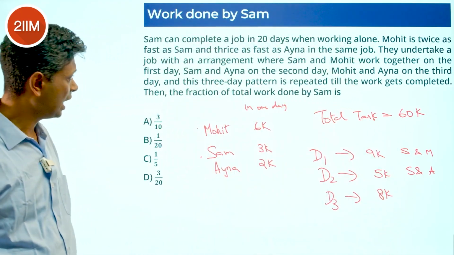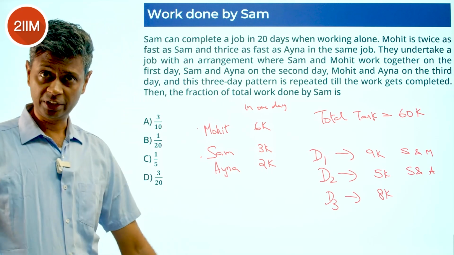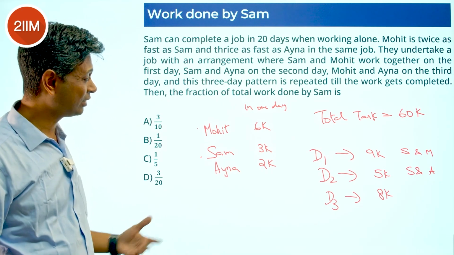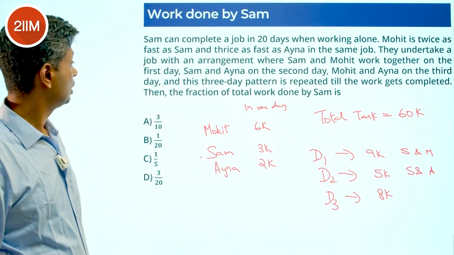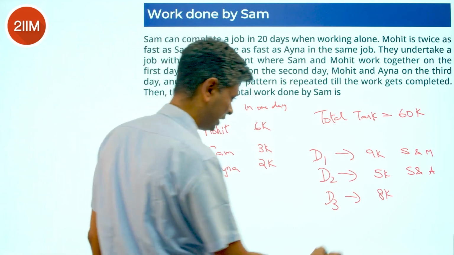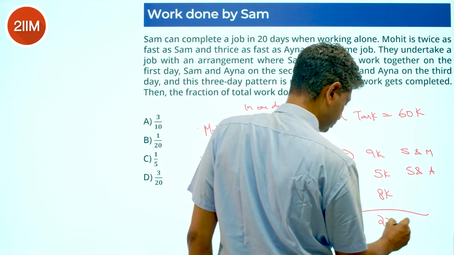Nice. And this 3-day pattern is repeated till the work gets completed. And so Mohit alone can finish it in 10 days. I'm guessing it will get completed in some combo in 8 days or 9 days or something like that. Okay. Then the fraction of total work done by Sam is very interesting. So let's think about one cycle. One cycle is 9 plus 5, 14 plus 8, 22k.